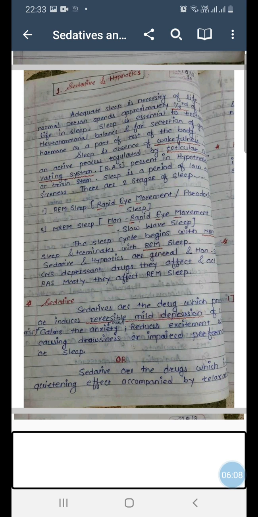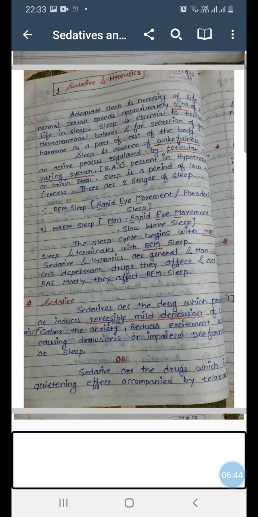And you might be aware that most of the hormones are secreted in adequate quantity during your sleep. The best example is growth hormone. And again, in simple sense, we can say that sleep is essential for giving rest to the body. A normal individual spends approximately one third of his life in sleep.